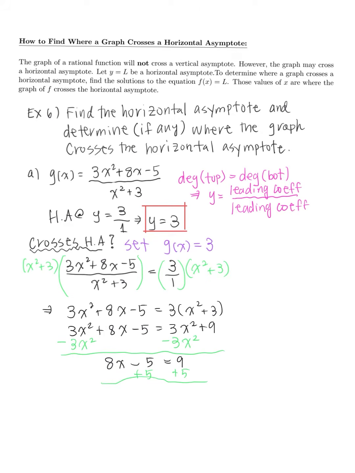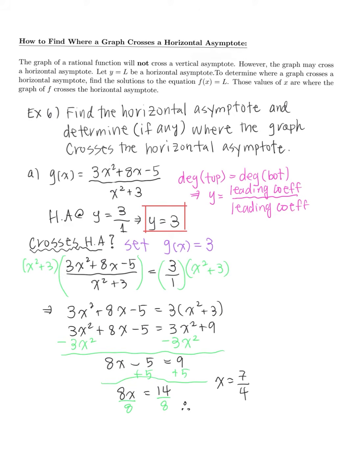Oh gosh, that is supposed to be a straight line. Oh well. So then what do we get? We have 8x equals 14. Now dividing by 8, we're going to get x equals 14 over 8, which is going to reduce down to 7 over 4.